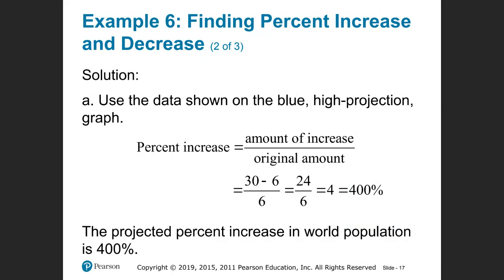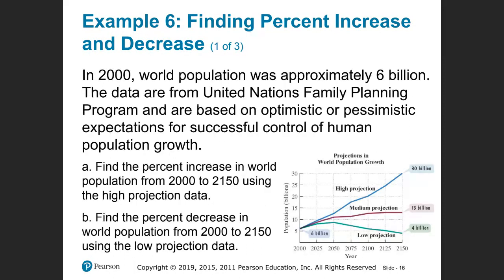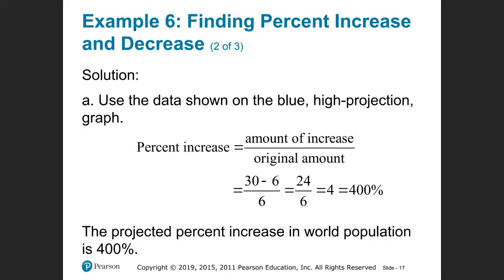So first, for the high projection graph, which was on the opposite page, let me go back to it. Okay, this would be the top graph, the blue one that goes up. So the amount of increase is 30 minus the 6, because it started off at 6, which is 24. The original amount is 6. And remember, these are in billions.